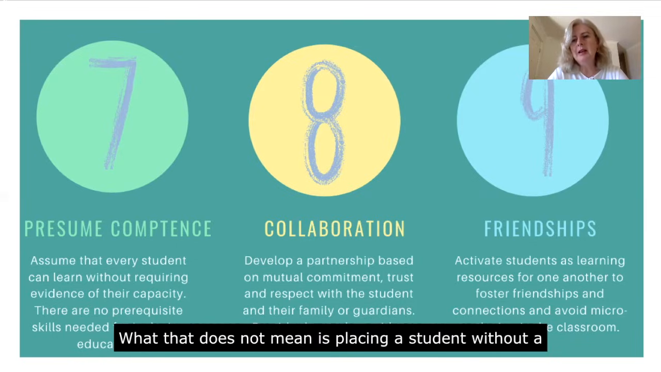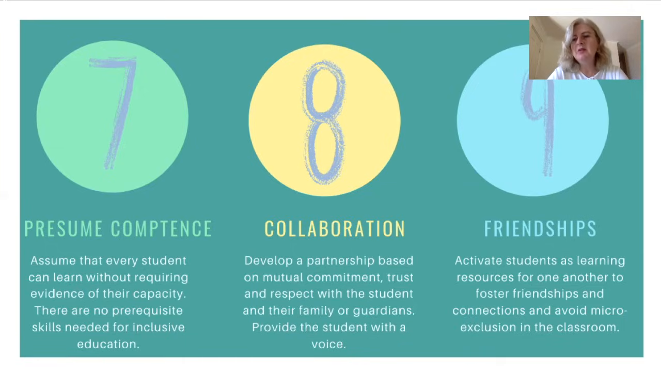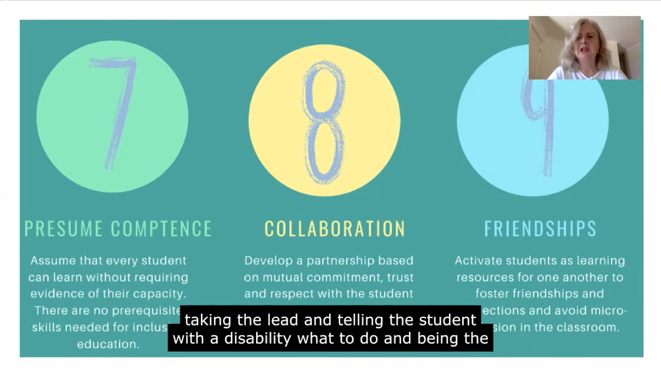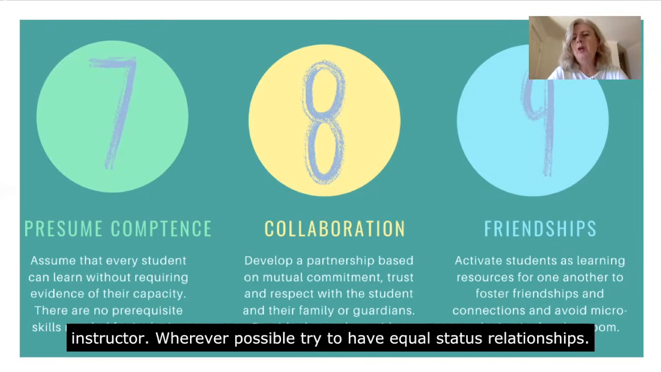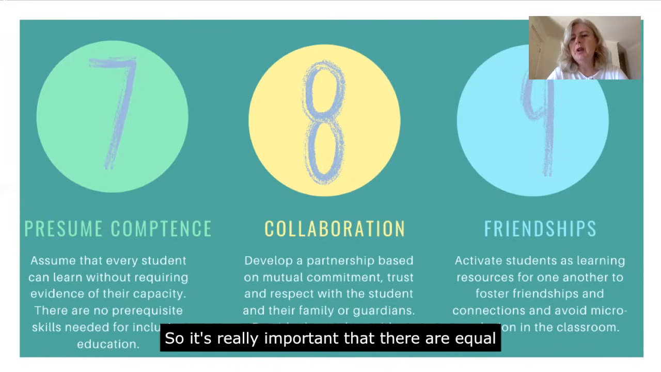What that does not mean is placing a student without a disability with a student with a disability, and the student without a disability taking the lead and telling the student with a disability what to do and being the instructor. Wherever possible, try to have equal status relationships. That's really important because disability is easily stigmatized. So it's really important that there are equal status relationships within the classroom.